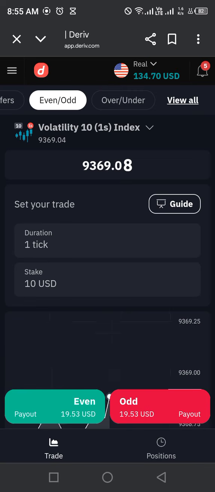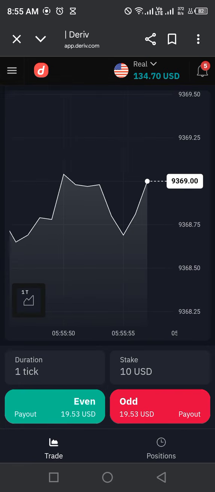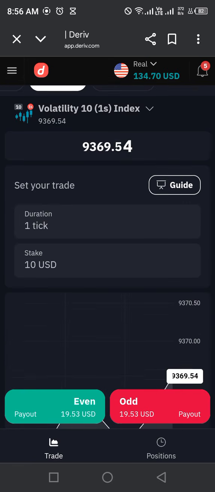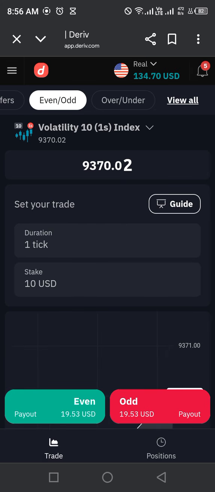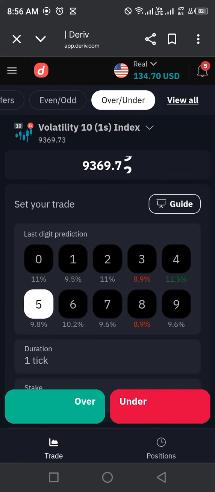Now, this is the trick. As you can see, when I come to even odd, I don't have the analysis tool. I cannot see any analysis tool right here. So if I want to count, I cannot find the place to count. So what you do is you come to over under. The percentages for over under and even odd most of the times usually match a lot. You'll find that it is very similar.